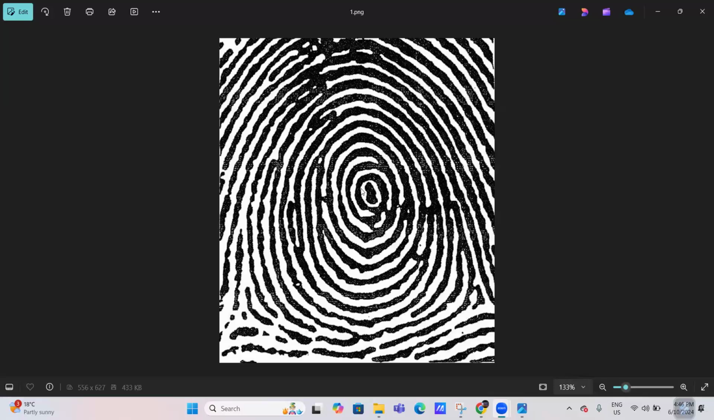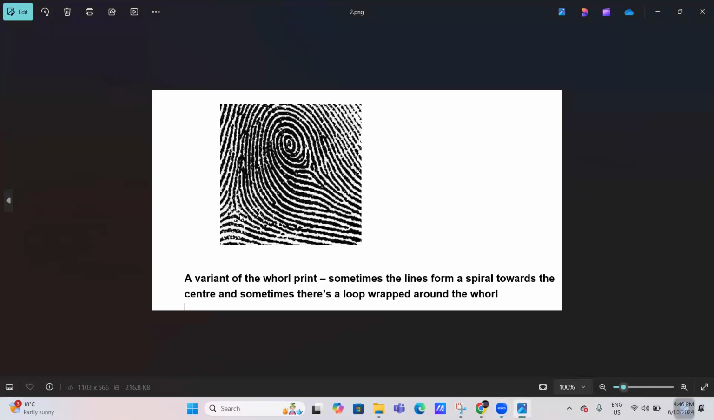Whenever you see a lot of whorls on a palm, it is inevitable that the person will spend the majority of their life alone. Even if married with four children, they will find a way to isolate themselves for long periods of time. So this is the meaning of the whorl which I am trying to tell you. I will show you another picture of the whorl. So this is a variant of the whorl print. Sometimes the line forms a spiral, look, there's a line here like this, but in the middle there's a whorl.